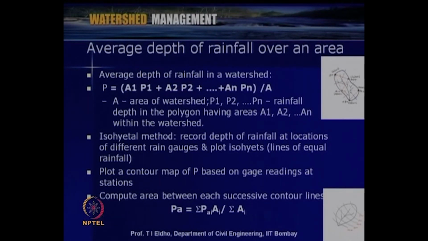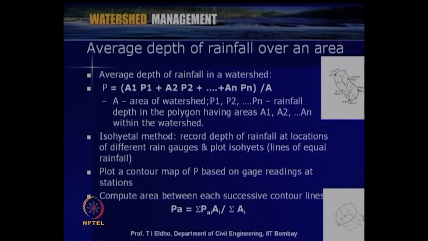And the third method is called the isohyetal method. So, here actually in various stations we get the rainfall for the given storms, and then we record depth of rainfall at locations of different rain gauges, and then plot contour lines called isohyets. So, actually these are the lines of equal rainfall.